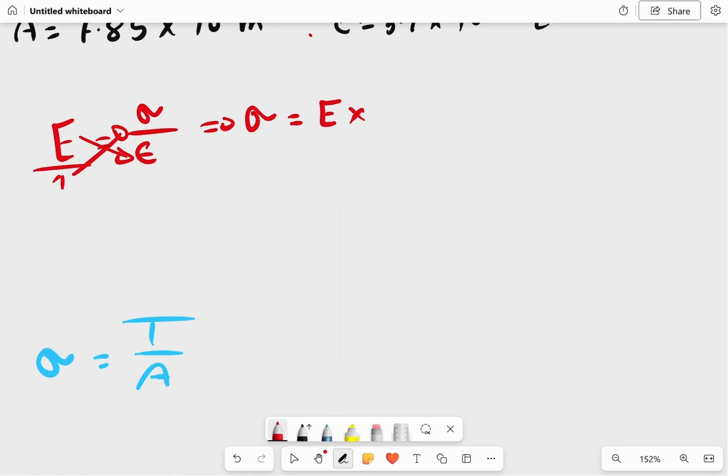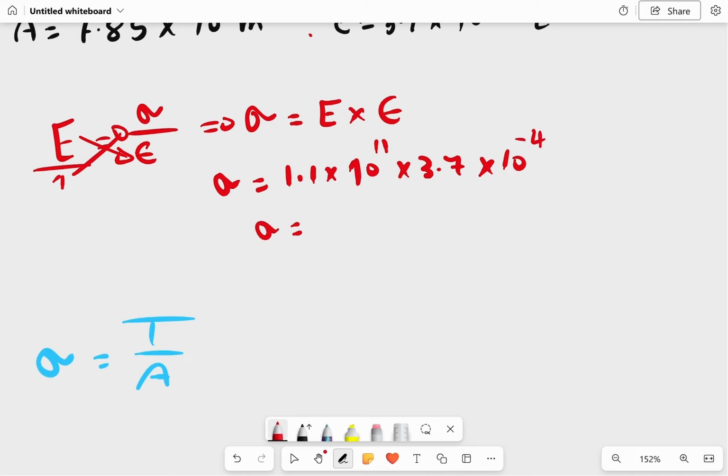Let me correct this one. This is not area. This is strain. Okay. So you have stress, which is equal to Young's modulus 1.1 times 10 to the power of 11 multiplied by 3.7. You'll use strain, not area, times 10 to the power of minus 4. The result will be 4.07 times 10 to the power of 7 Pascal, or Newton per meter squared. Okay, sorry for the mistake.